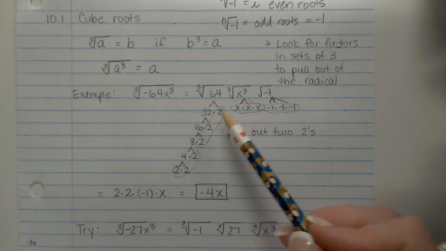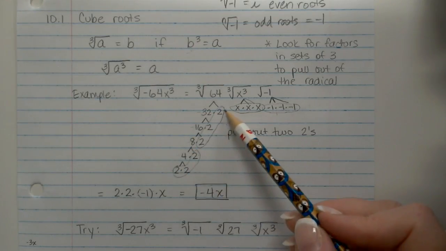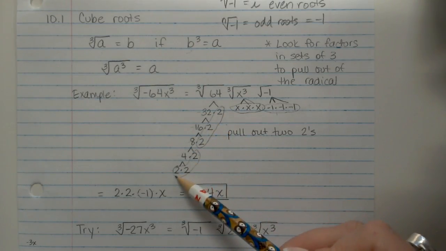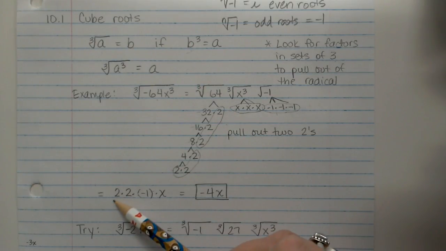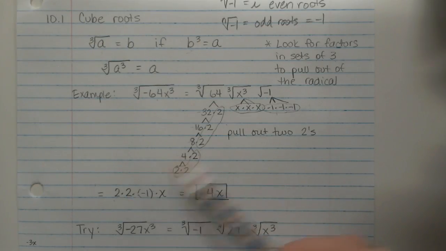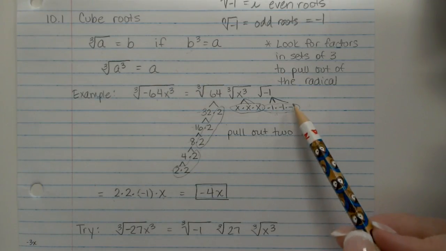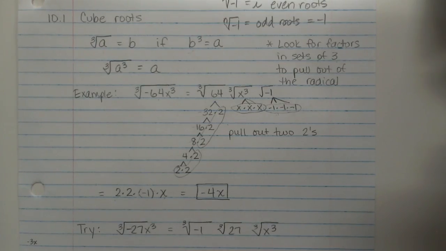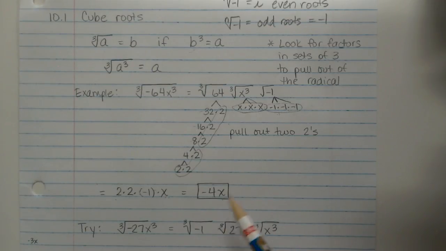So let's look at the 64. The 64, I factored it. You may have factored it a little bit differently. But basically, I factored it into several different pieces, and I'm looking for sets of 3. So I found a set of 3 2s. I found another set of 3 2s. I found a set of 3 x's, so I pulled out an x. I found a set of 3 negative 1s, so I pulled out one of those. And then I just multiply my answers together because nothing's left under the radical. And that's my answer.